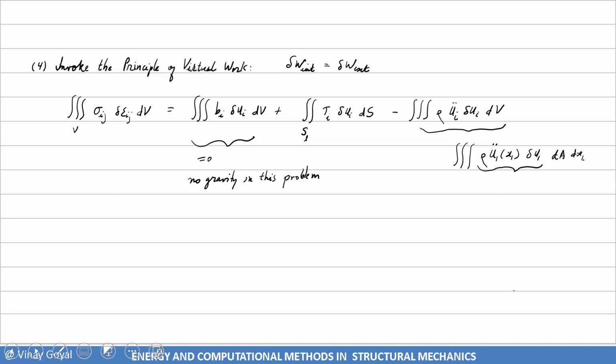It does depend on dx1. So this whole term then can be written as the integral from 0 to L. And since it does not depend on x2 and x3, then all this can go outside the integral. So I get rho A, u1 double dot, x1 del u1 dx1. So that's what I get for that one. And no gravity in this example problem.